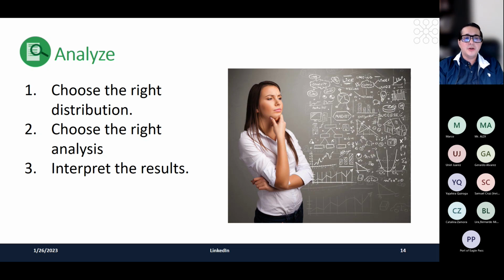We are ready to go. We can start analyzing. Now, there are three steps that I follow to do a proper analysis of any data or any data set that I come across.